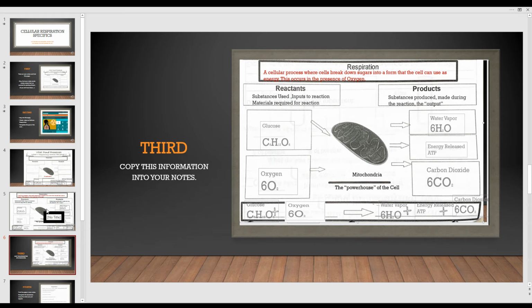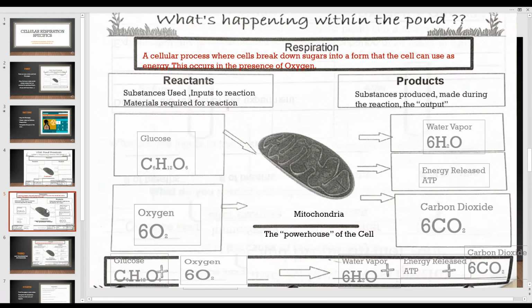Third, you should copy this information into your notes. If we take a look at this screen, you can see up top in red, we have the formal definition of respiration as a cellular process where cells break down sugars into a form that the cell can use as energy, and this is your ATP. This occurs in the presence of oxygen, meaning in order for you to produce energy to live, you need oxygen. You could also see on the left, we have the definition for reactants and some terms for products.